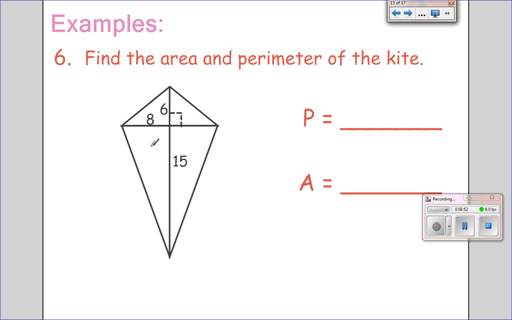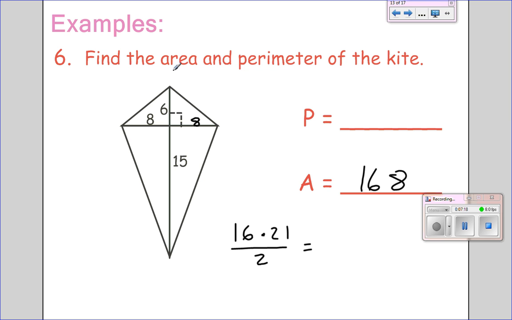So let's find the area and perimeter of this kite. If this is 8, then this piece also has to be 8 because the smaller diagonal is bisected by the larger. So we can find the area real quick. This whole diagonal is 8 plus 8, so 16, times 6 plus 15 is 21, divided by 2. So once I do that arithmetic, I find that the area is 168.